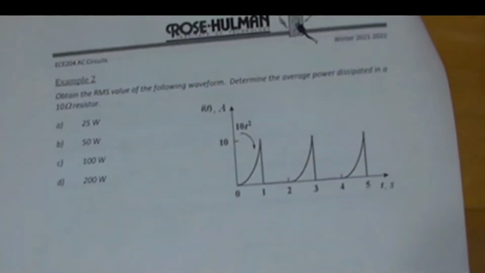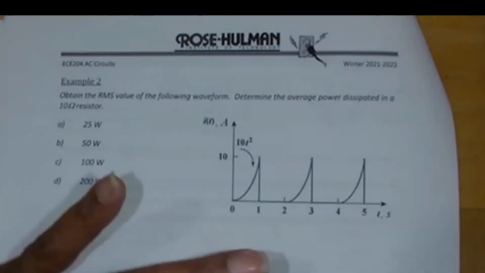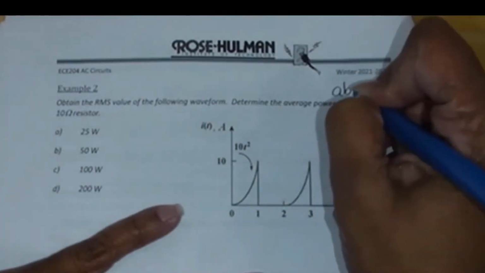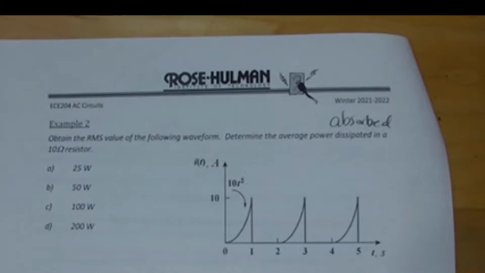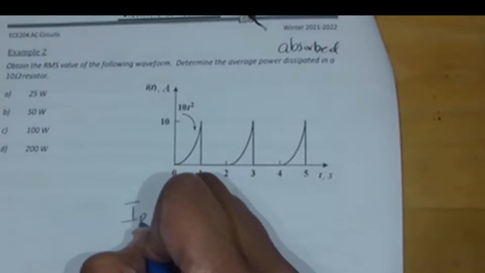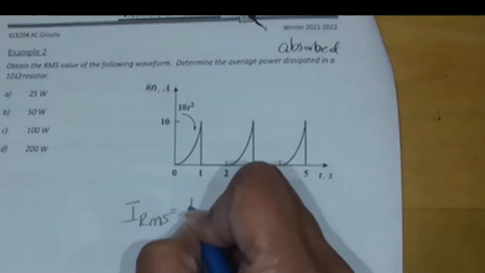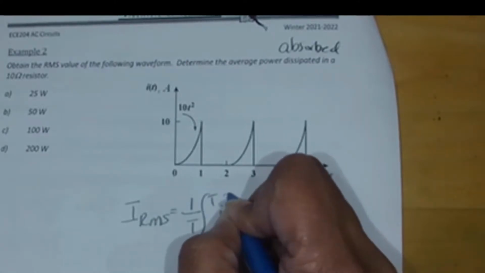Okay, we have a waveform here, and it's a current, and it says determine the average power dissipated. Remember, dissipated means absorbed. Somebody asked me this the other day. Dissipated and absorbed is the same thing. Find the power dissipated in a 10 ohm resistor. So what we want to find is the RMS value. The RMS value for the current is going to be 1 over the period, the integral over 1 period, I of t squared dt.